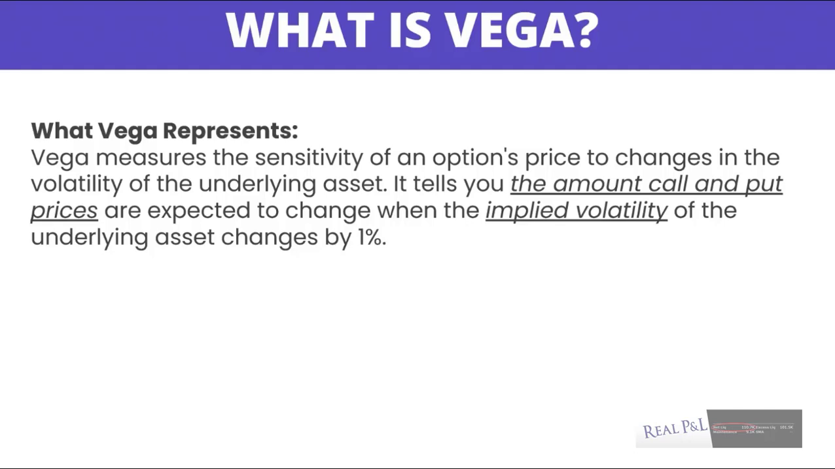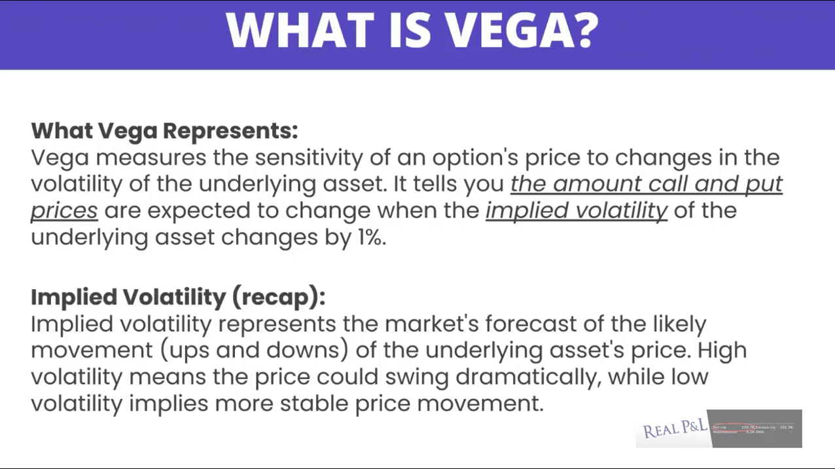It tells you the amount a call or put price is expected to change when the implied volatility of the underlying asset changes by 1%. Remember, implied volatility represents the market's forecast of the likely movement up or down of the underlying asset's price. High volatility means the price could swing dramatically, while low volatility is a more stable price movement.